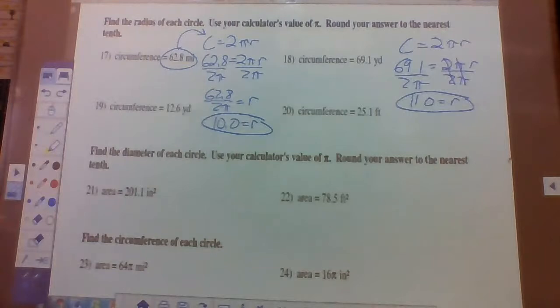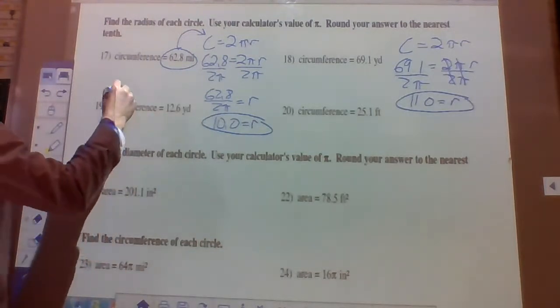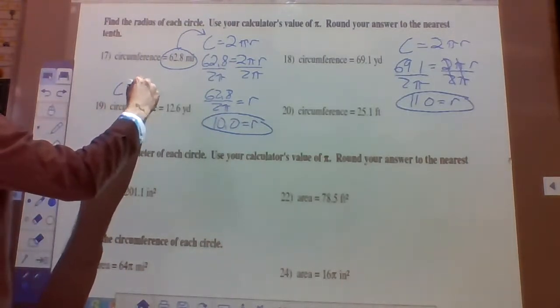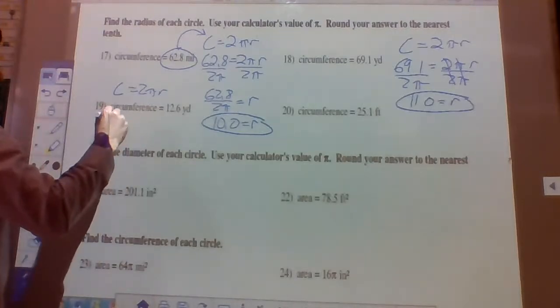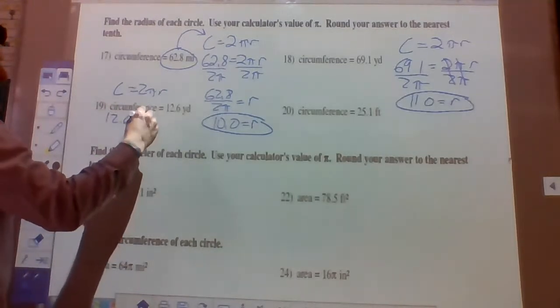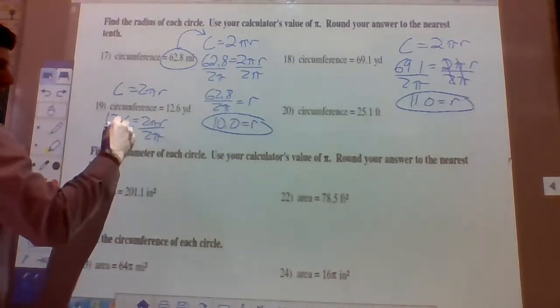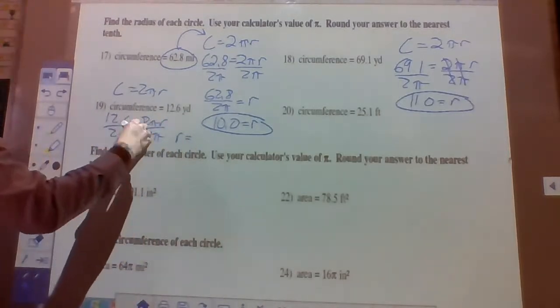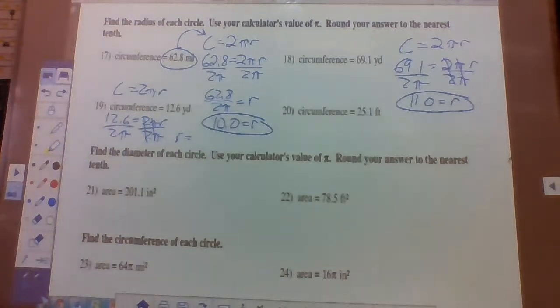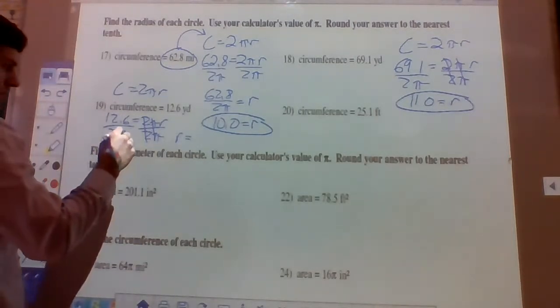Here, again, same thing. We're going to plug in, so C equals 2 pi r. So we get 12.6 equals 2 pi times r. So we divide by 2 pi, and 2 pi. We get r equals, these cancel, we get 12.6 divided by, in parentheses, 2 pi, 2.00.